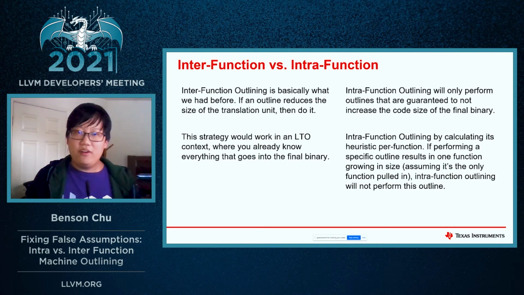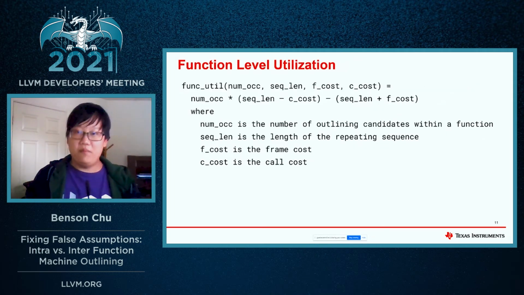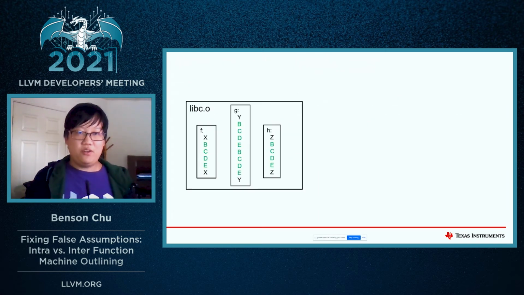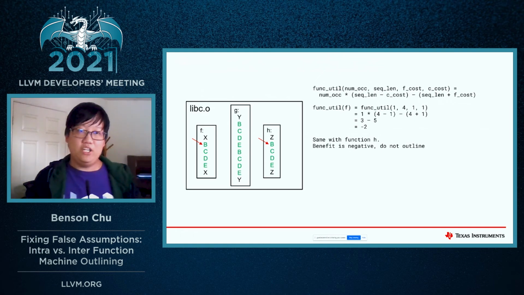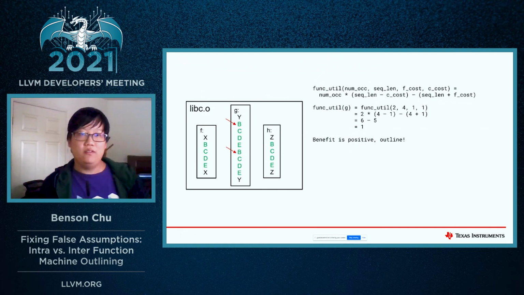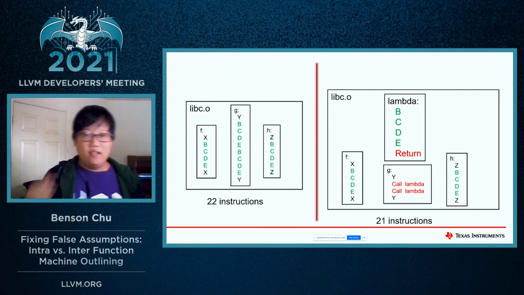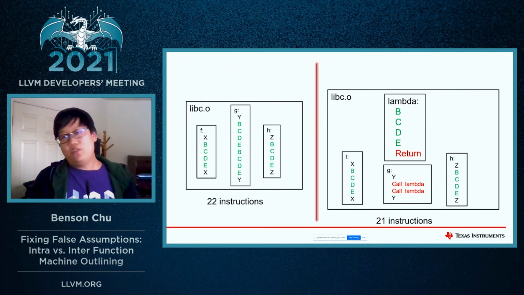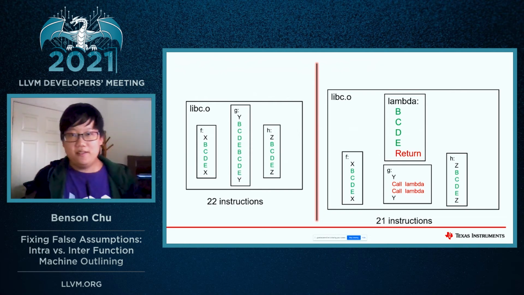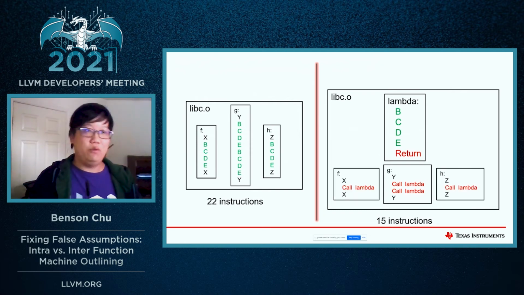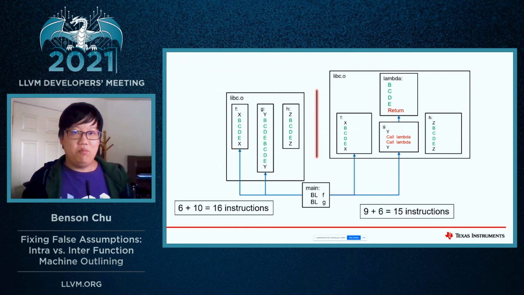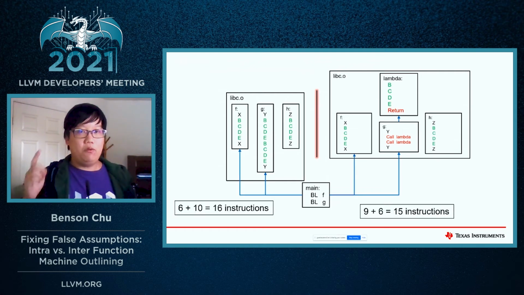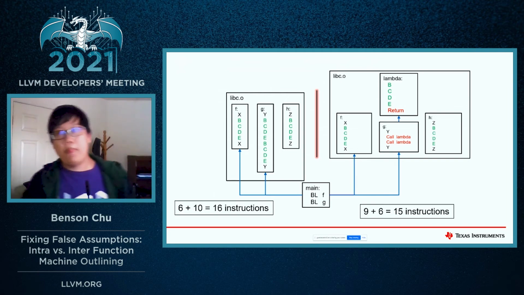So the heuristic function for IntraFunction outlining looks like this, and I'm not going to explain it. And this heuristic function will basically tell us to not outline, in this example, F and H, but outlining G is a good option. And we end up with something that looks like this. Now, we only reduce the instruction count by 1, but if we had outlined everything, we would have lost 7 instructions. The difference is that it doesn't matter what combination of functions we decide to pull in, we'll always do either the same or better than if we had decided not to outline.